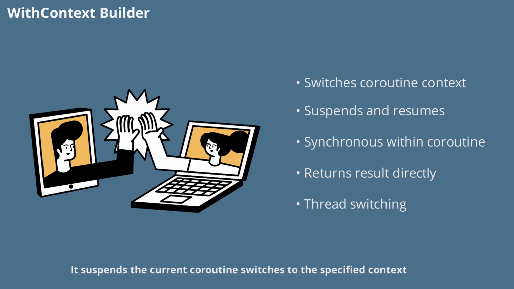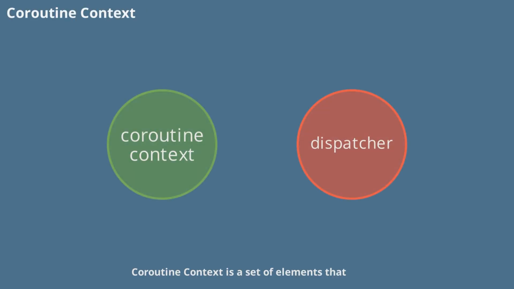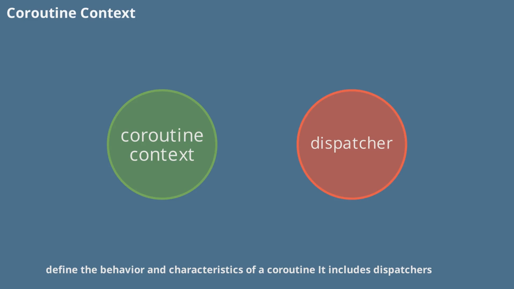It suspends the current coroutine, switches to the specified context, and resumes execution in the new context. withContext is synchronous and returns the result directly, making it useful for switching between threads seamlessly. This builder is often used to move execution from background threads to the main thread, especially when updating UI after fetching data.